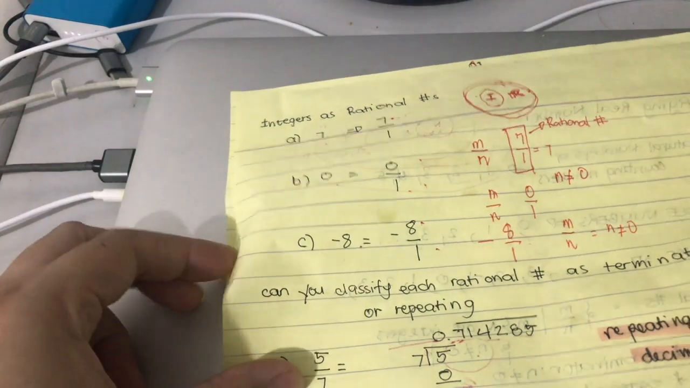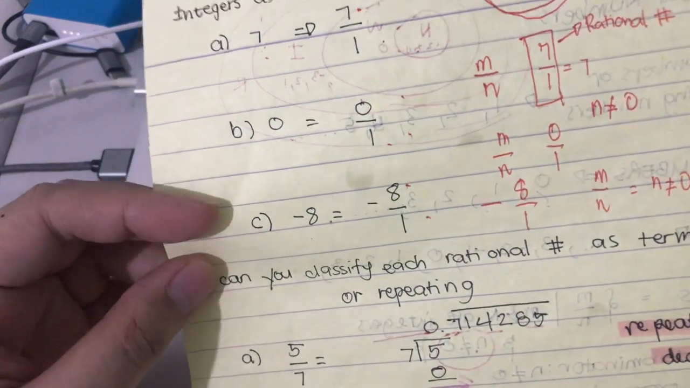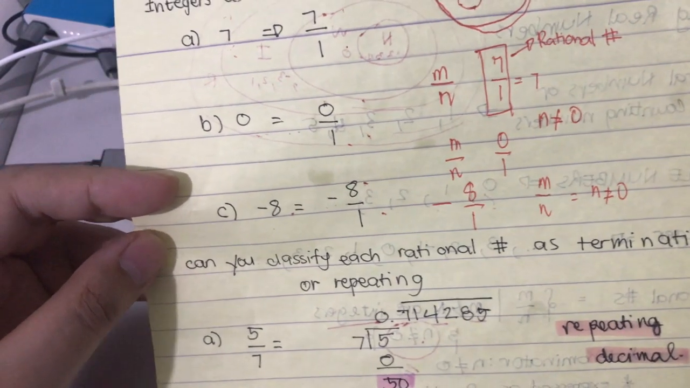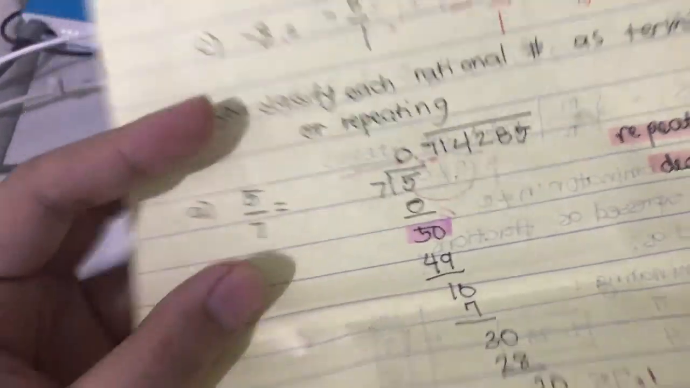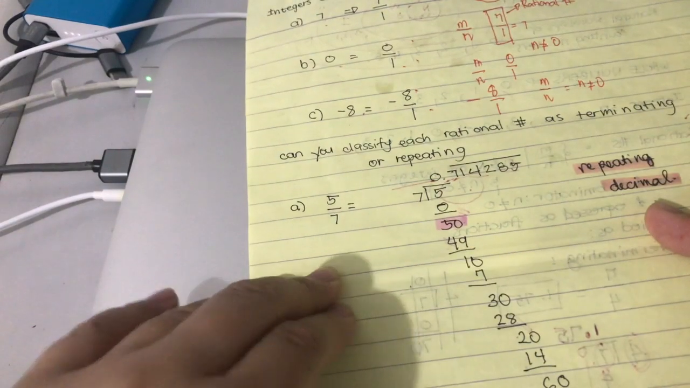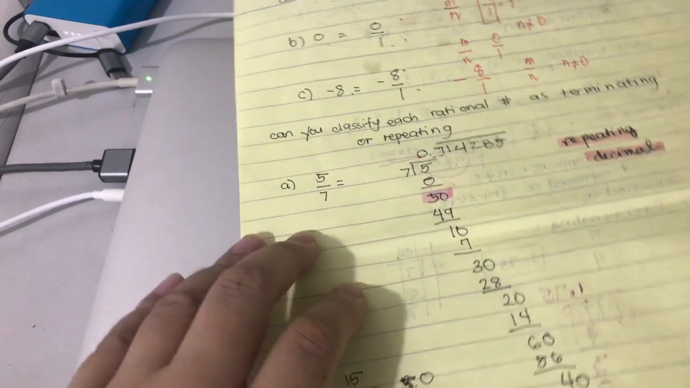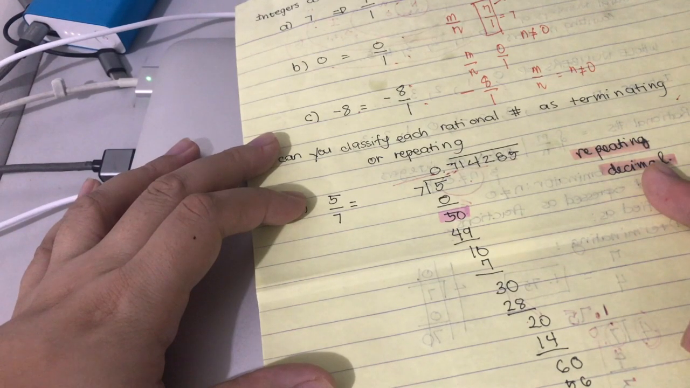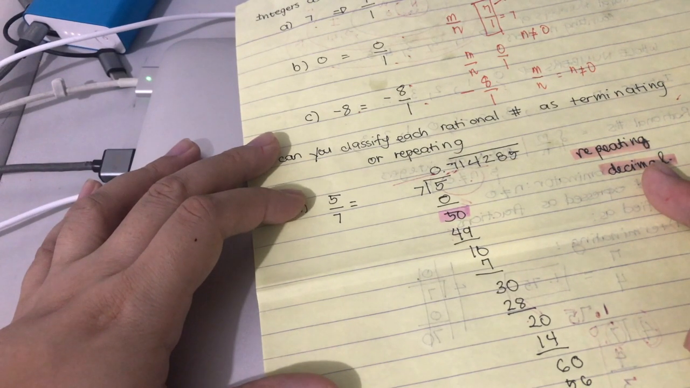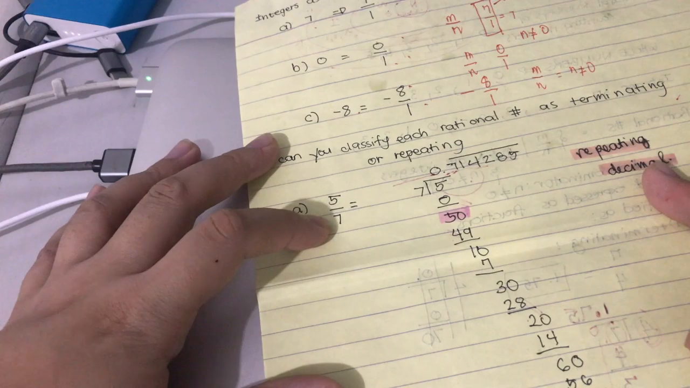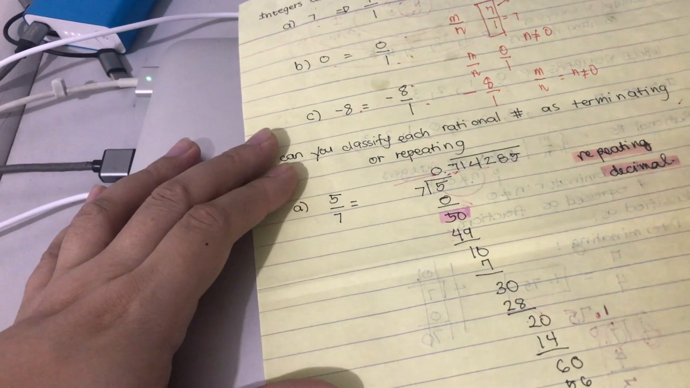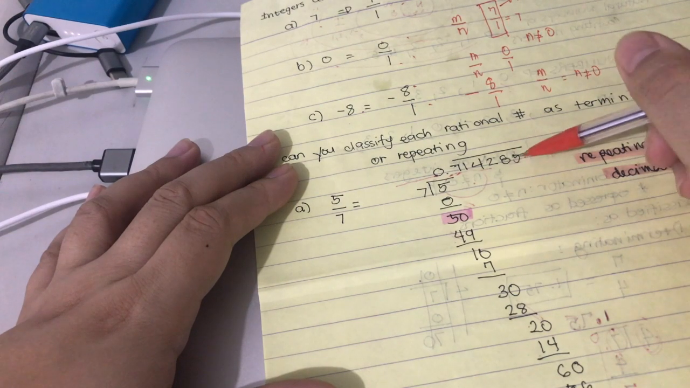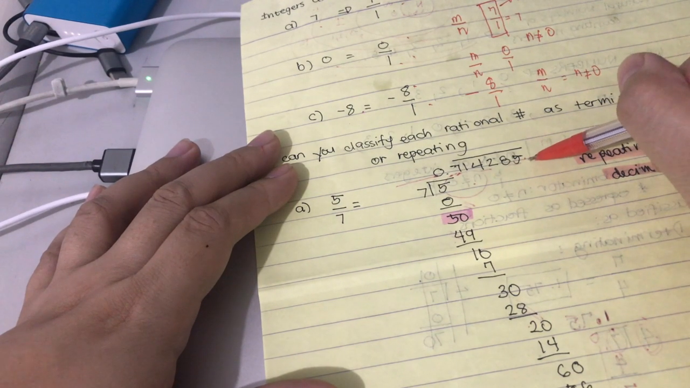Now, let's move on. Can you classify each rational number as terminating or repeating? Let's see. In these numbers, we're going to classify them as terminating or not terminating. So 5 over 7 is considered terminating. Sorry, it's considered a repeating number.